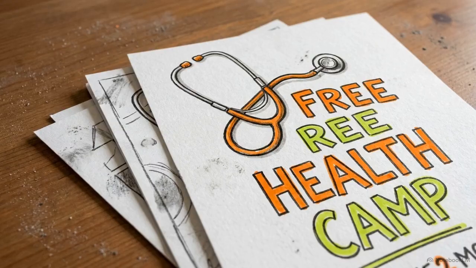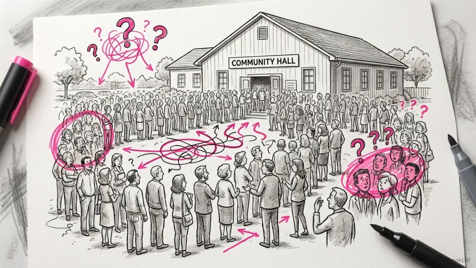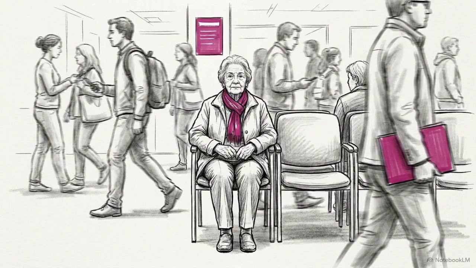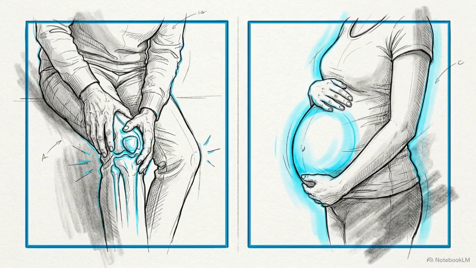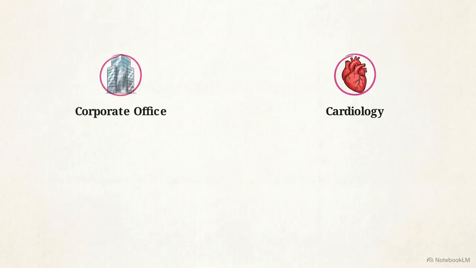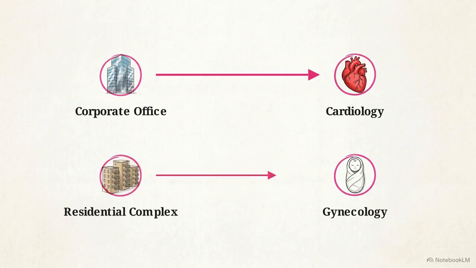The standard approach starts going wrong the moment the invitations go out. Hospitals often invite the general public, hoping sheer volume will translate to revenue. Step 1 is to narrow your focus. You need an audience that matches the specific patient profile of your most profitable or highest priority department. To boost cardiology, set up in a corporate office for stressed adults. For gynecology, choose residential housing societies.